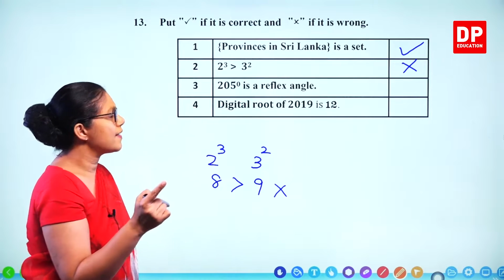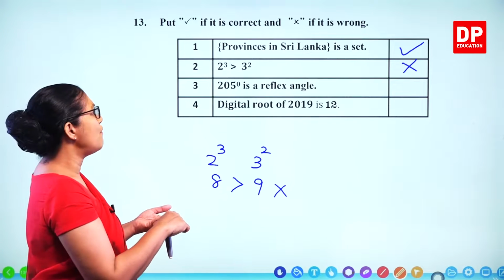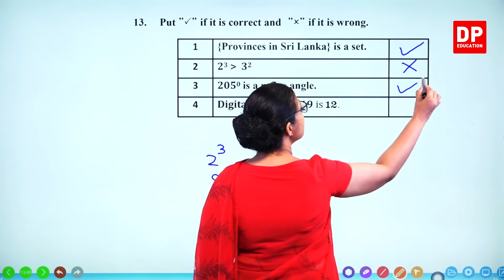205 degrees is a reflex angle. More than 180, we call those angles reflex. That's correct.